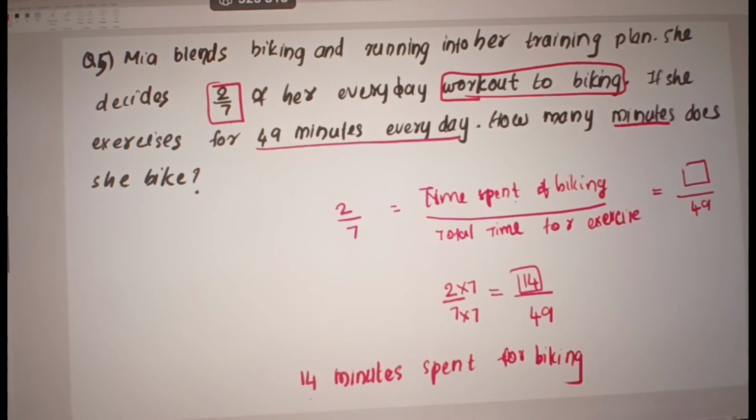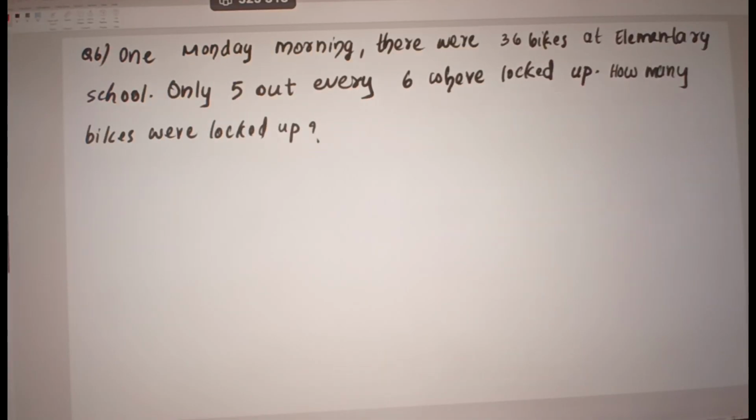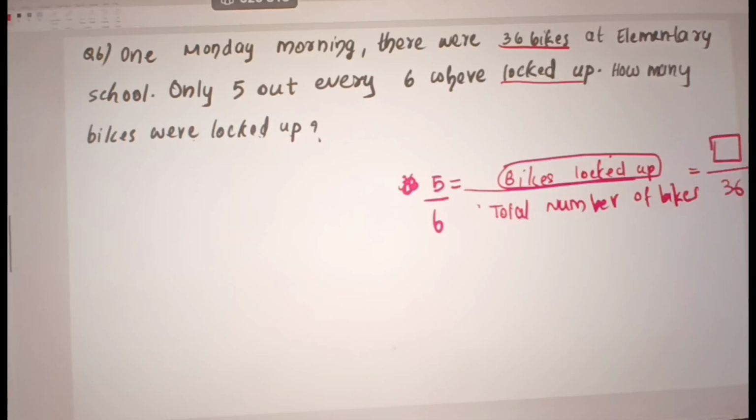So the final answer is 14 minutes spent biking. You have to write the final answer. Therefore, 14 minutes spent biking. So next, do it on your own. So 30 bikes were locked up. You have to write the final answer like this: total 30 bikes were locked up. That is the final answer.